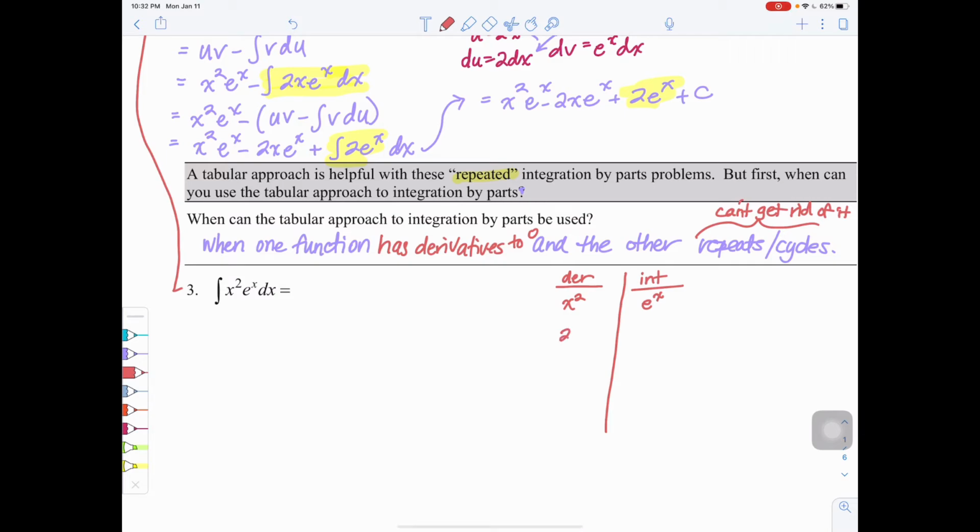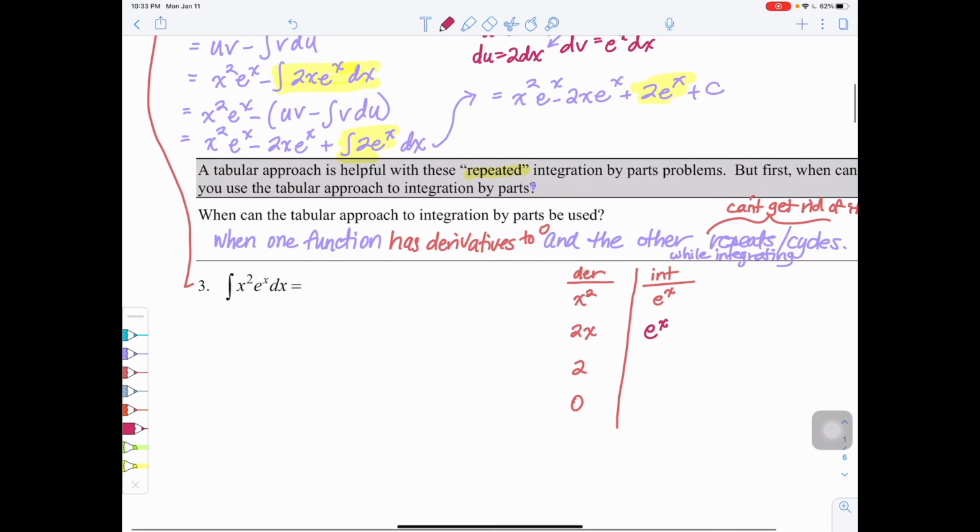The derivative of x squared is 2x. The derivative of 2x is 2. The derivative of 2 is 0. That's how you know when you need to stop. Take the derivative all the way to 0. Now, start integrating the other function, the one that repeats and cycles while integrating. I didn't do a very good job of explaining that, but you get it. The antiderivative of e to the x is e to the x, and again e to the x, and again e to the x.